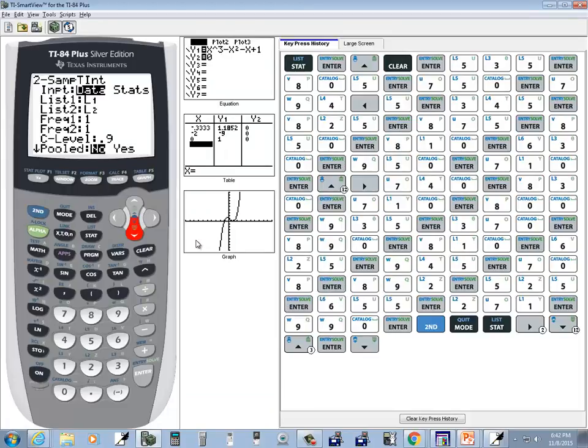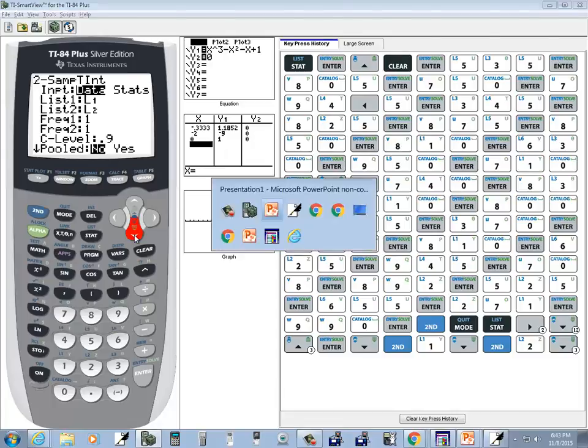Now we'll use that basic idea in all the online homework here. So this should say L1. If it doesn't, do second 1 to put L1 there. Then list 2 should say L2. If it doesn't, do second 2 to put list 2 there. Frequency should be 1. If yours doesn't say 1, shut off your alpha lock and press your 1. And same here, it should say 1. If it doesn't, press your alpha to take off alpha lock and press 1.